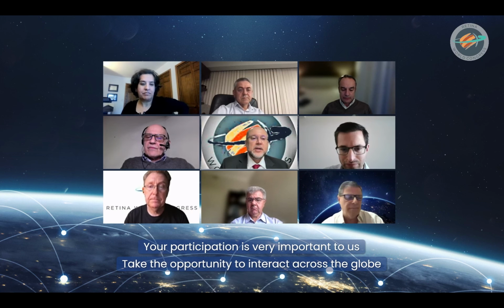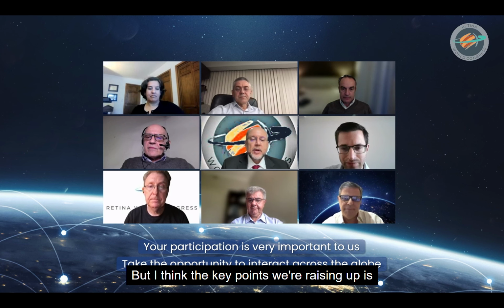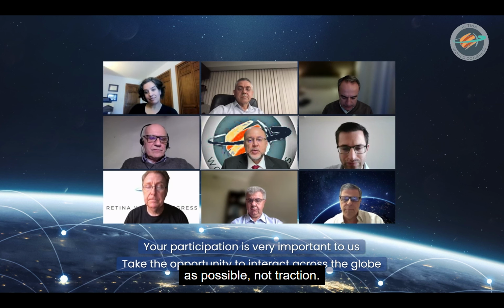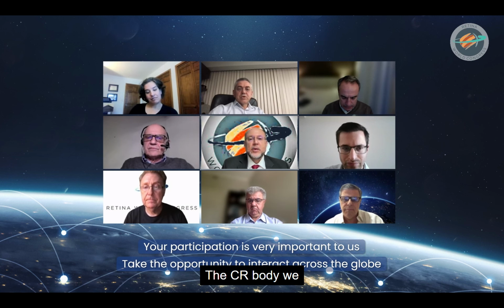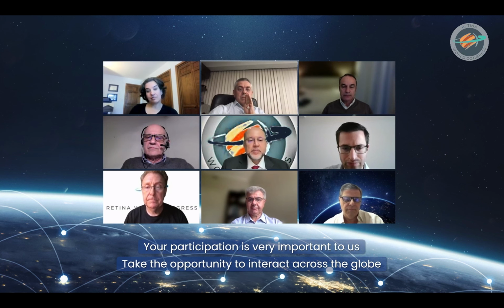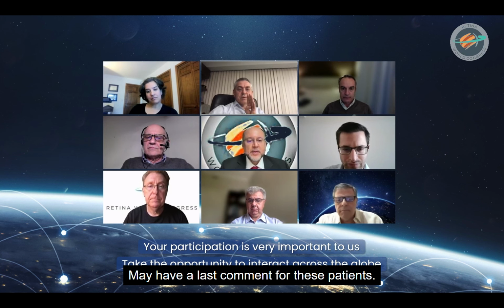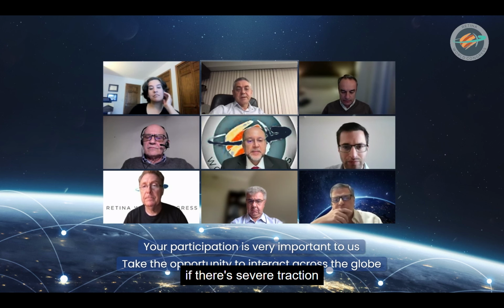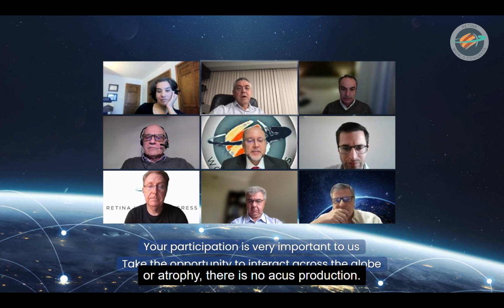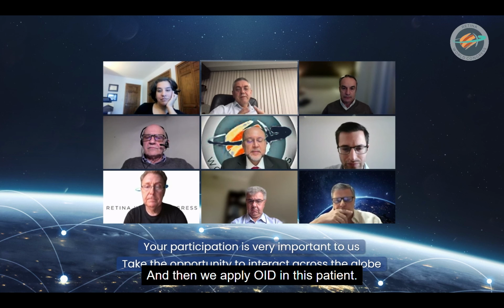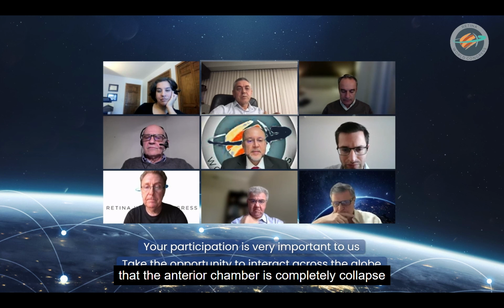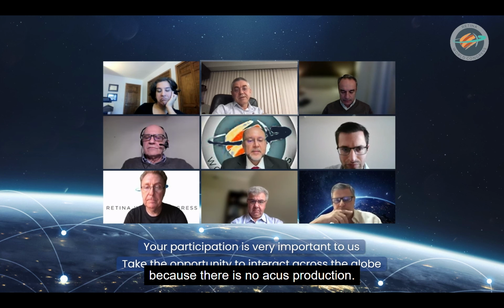We learn a lot, but I think the key points we're raising up is take out the lens to have a good view. Take care as much as possible not to trash the ciliary body. You have to clean. May I have a last comment for these patients? The other point, in this patient, if there's ciliary body traction or atrophy, there is no aqueous production. And when we apply silicone oil in this patient, usually we see that the anterior chamber is completely collapsed because there is no aqueous production.